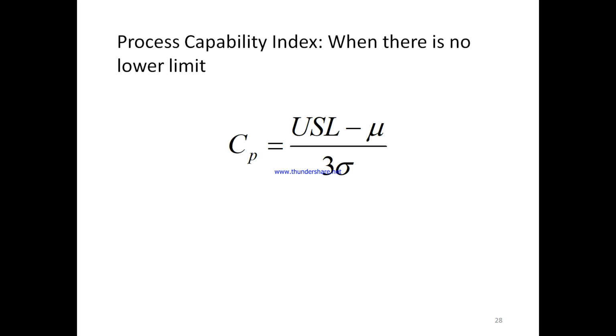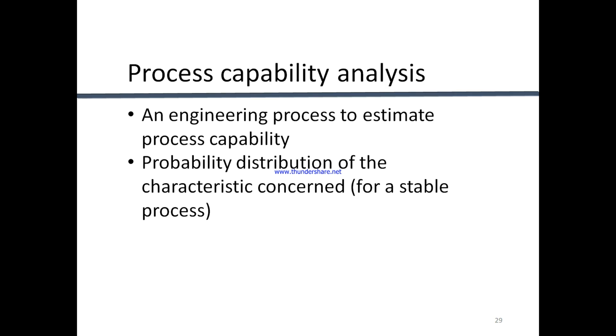But if it is less than 1, it will give you a warning signal that your process is in a bad position or there is something wrong with your process. Then we have to stop the process and find out the assignable causes and the root causes for this warning signal, right?